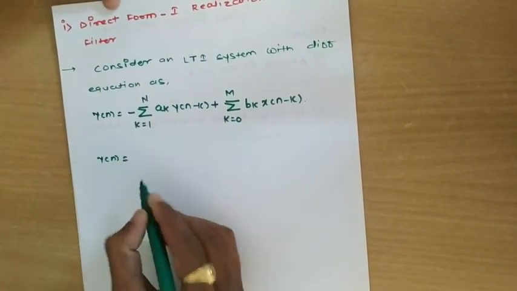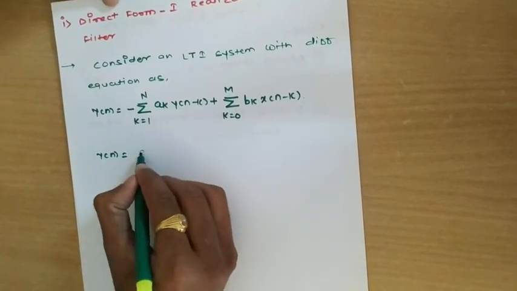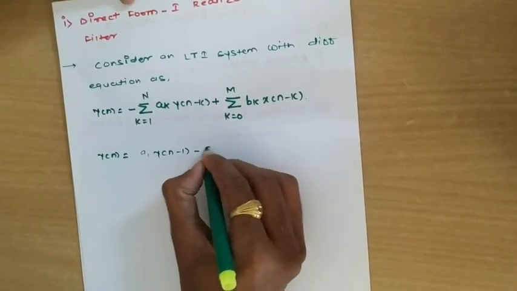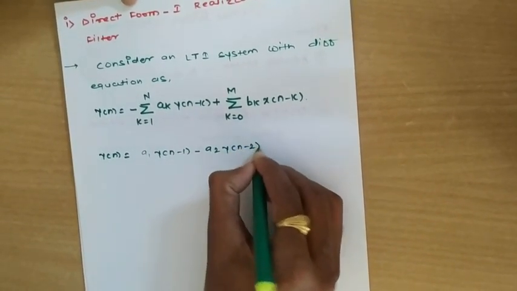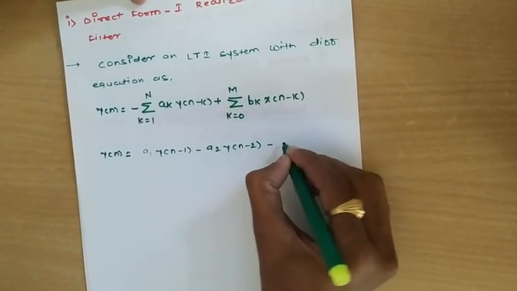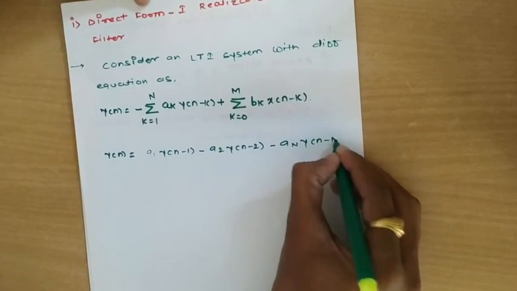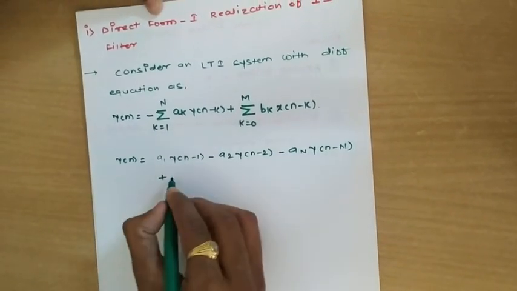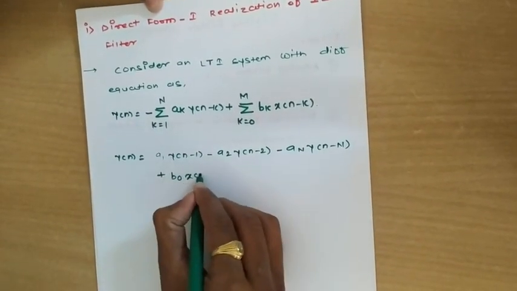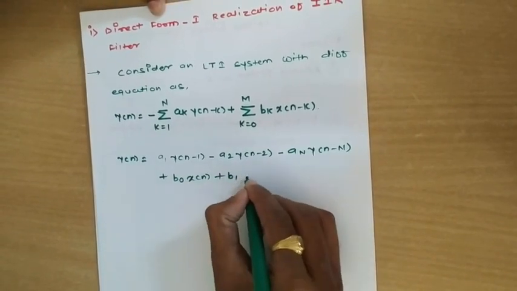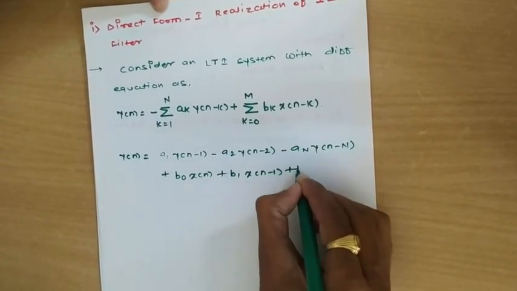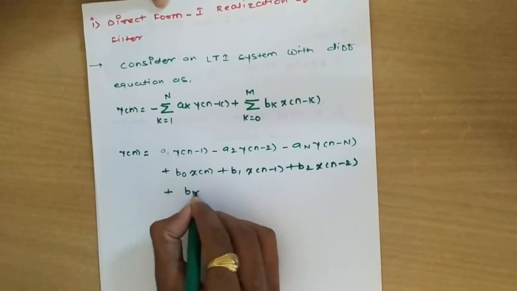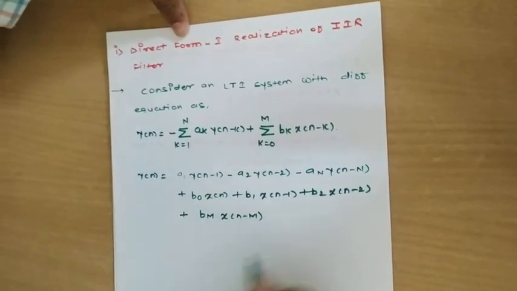So you can write this as y of n is equal to, the first value I am considering k equals 1, we get a1 as the coefficient, y of n minus 1, minus next value as 2, a2 y of n minus 2, and the last value I am writing, that is minus aN y of n minus N, plus next we'll simplify this equation also, starting from 0 to M. We'll get the first coefficient as b0 x of n plus b1 x of n minus 1 plus b2 x of n minus 2, and the last value I am considering as M, so it is bM x of n minus M.